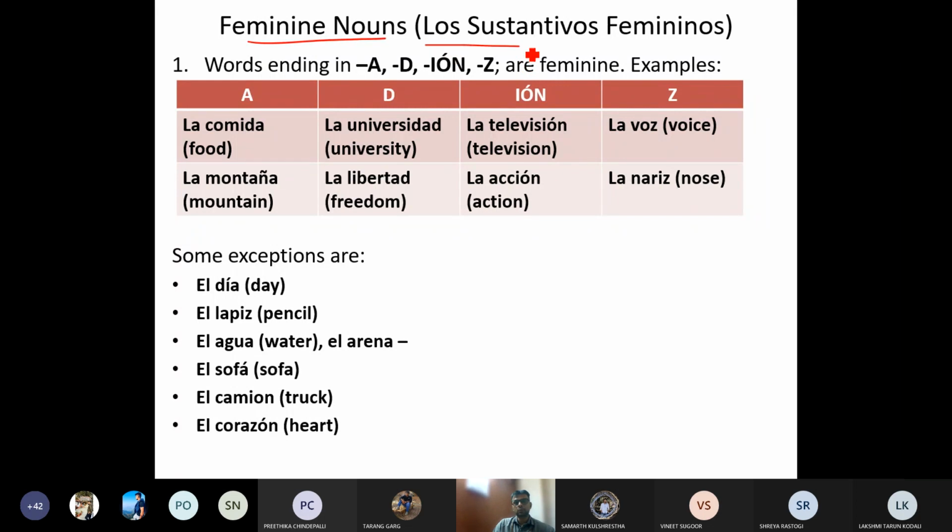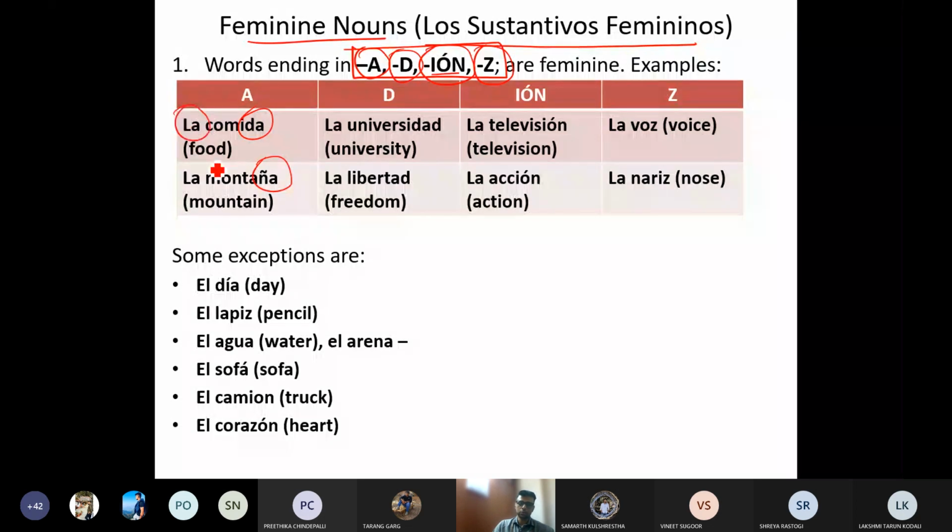Okay, so how will you identify them? Again, there is a way to identify: words ending with the letters A, D, ION, and the letter zeta, Z in English. If you find nouns ending with these groups of letters, chances are that it will be feminine.